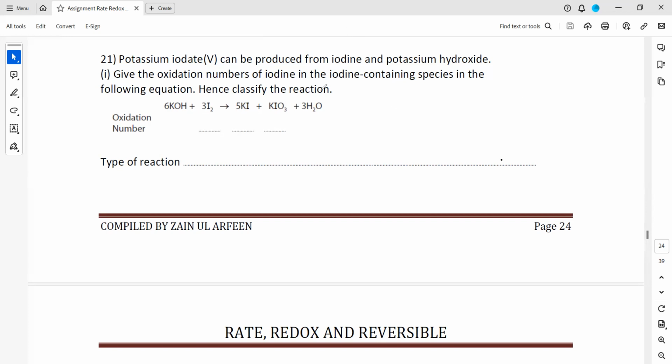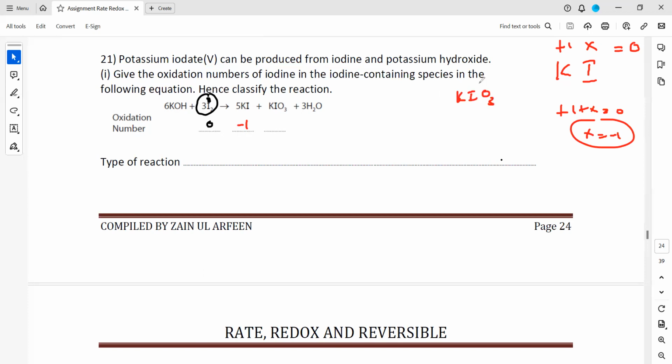First, this is iodine, and because it's an element, the oxidation number is always 0. The next one is potassium iodide. We need the oxidation number for iodine. Iodine is X and potassium is group 1, so +1. Because it is a molecule, the net oxidation number should be 0. So plus 1 plus X should be 0, so X equals minus 1. In this case, the iodine oxidation number is minus 1. In potassium iodate, KIO3, we need the oxidation number for iodine. Iodine is X, each oxygen is minus 2, potassium is plus 1.